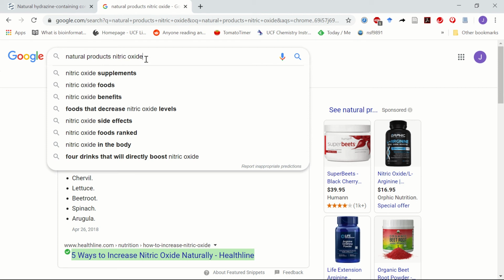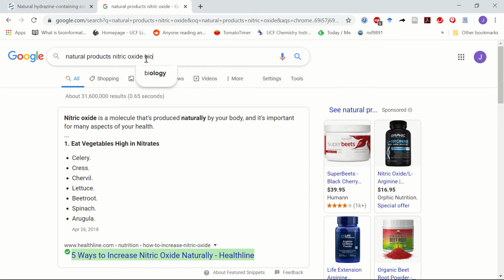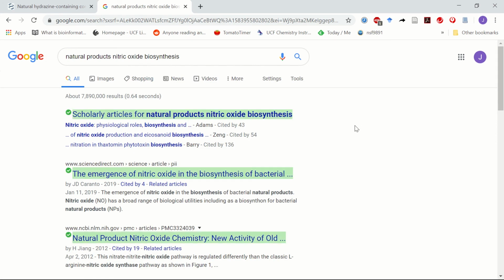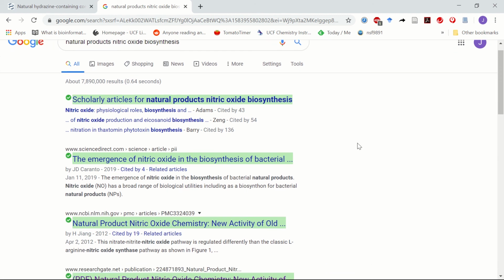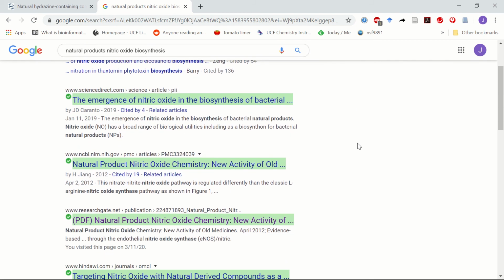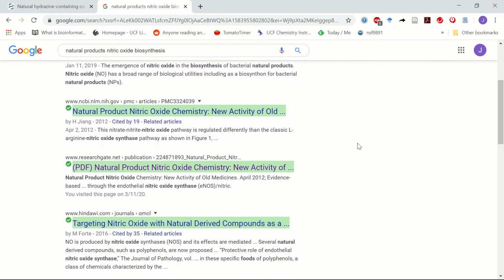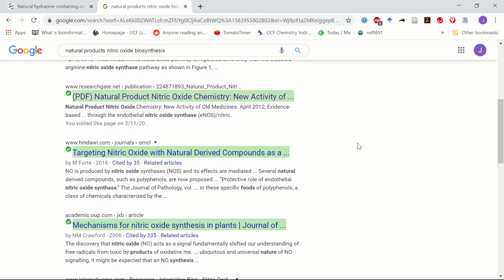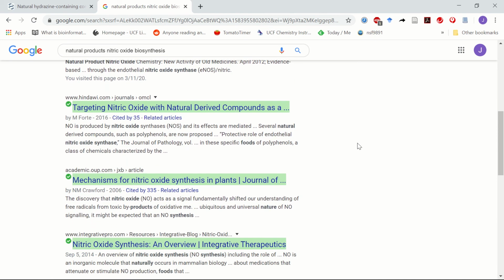So I had to find a way to revise the search so that I get something that's more academic in what I'm looking for. So I decided to add the word biosynthesis in order to narrow down and refine my search results. A lot of these references at the top were not available when I was doing the search, which was in 2016.